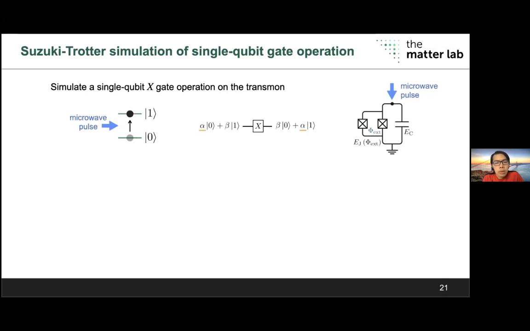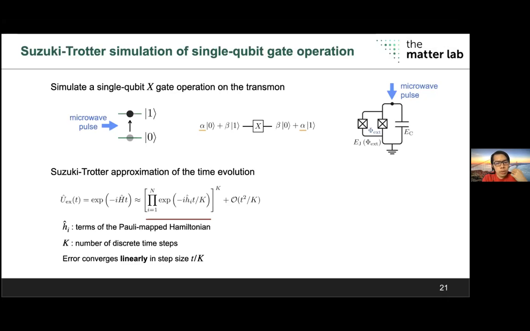Okay, so here are the dynamical simulations that I would like to mention. Again, due to the time constraint, let me go through them briefly. You are probably already familiar with the X gate operation. It's a bit-flip gate operation, going from state 0 to 1 and 1 to 0. So it's a very simple quantum computing operation.